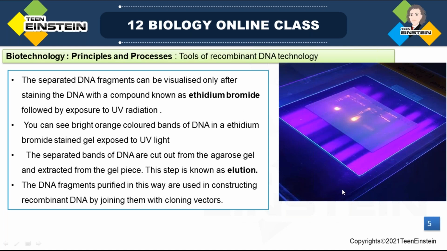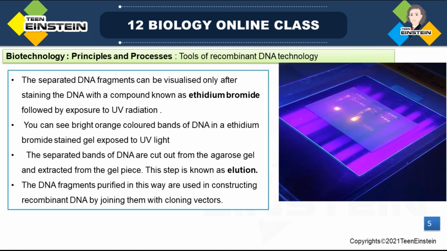Here, the separated bands we can cut and extract from the gel. Now it is in the gel, so the separated bands we can cut and extract from the gel. That is called elution. What is elution? The separated bands after electrophoresis can be cut and extracted from that gel. That procedure is called elution.